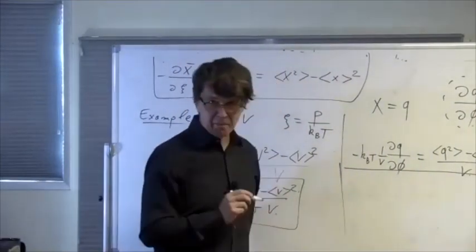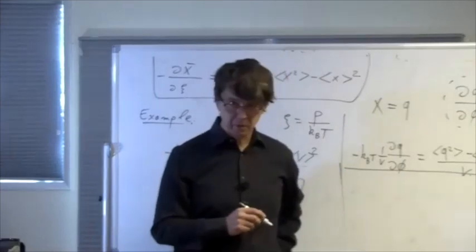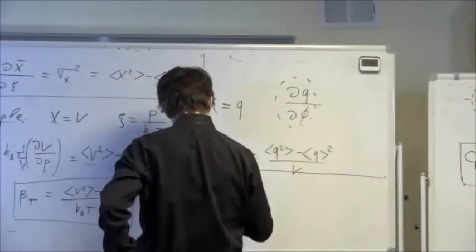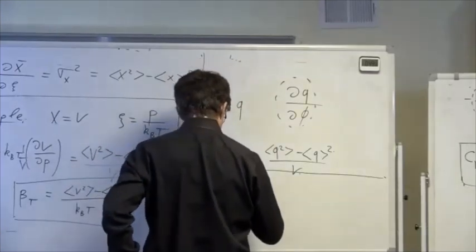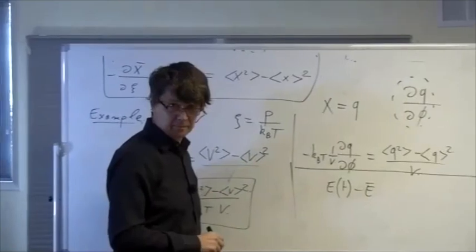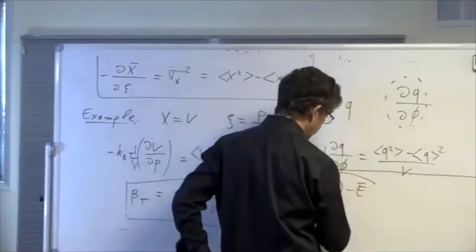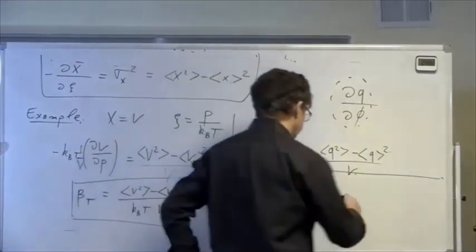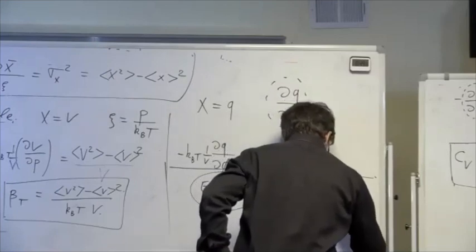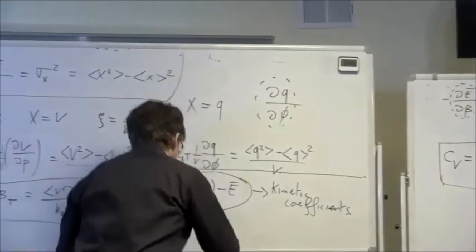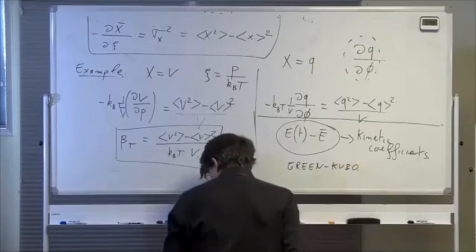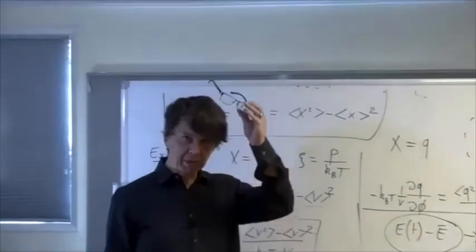If you track the time correlations between the perturbations, so now instead of just tracking, let's do energy, if you just track how energy at time t differs from the average energy, if you track this correlation, you can actually learn kinetic coefficients. And this is what goes in general under what's called Green-Kubo relations. Now, this is a whole other ball of wax, right?